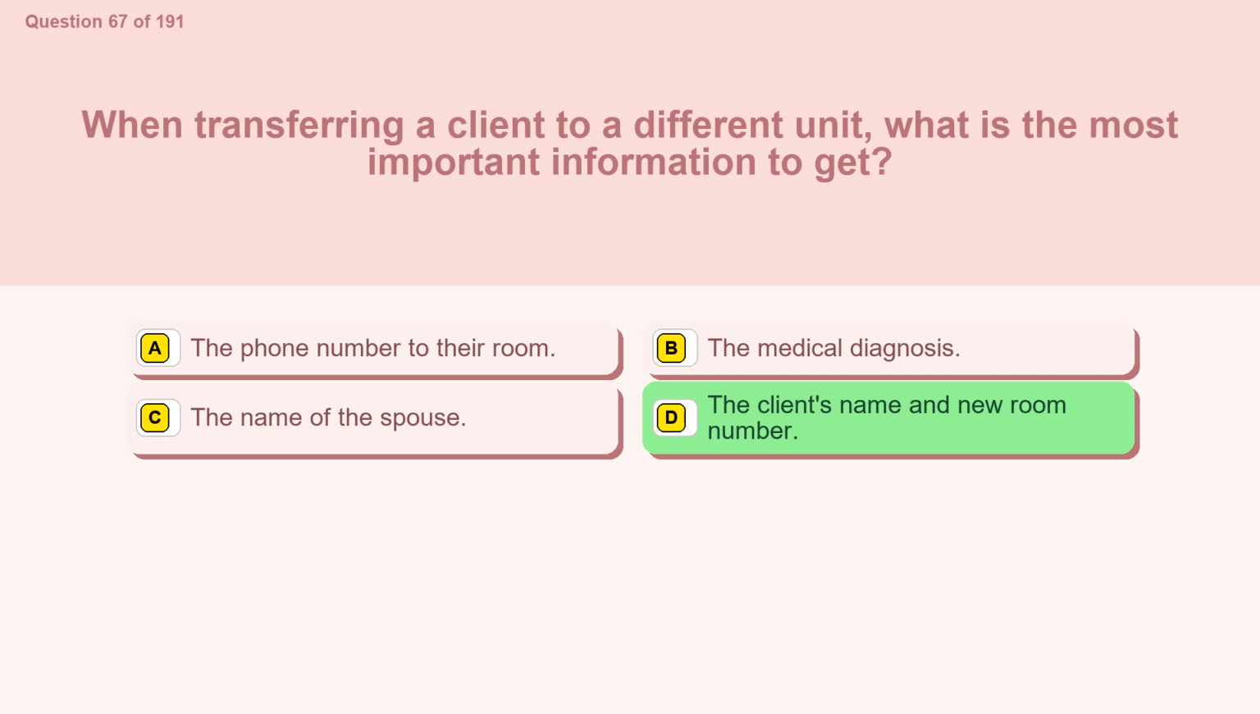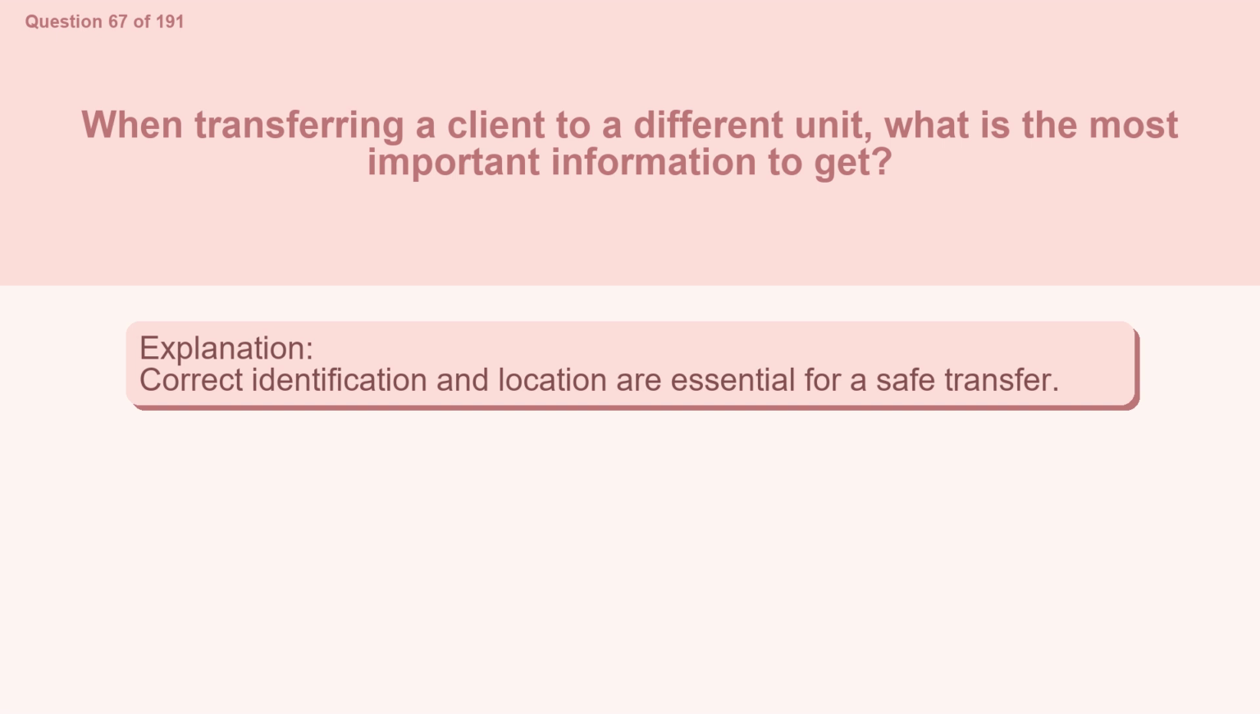The correct answer is option D. The client's name and new room number. Correct identification and location are essential for a safe transfer.